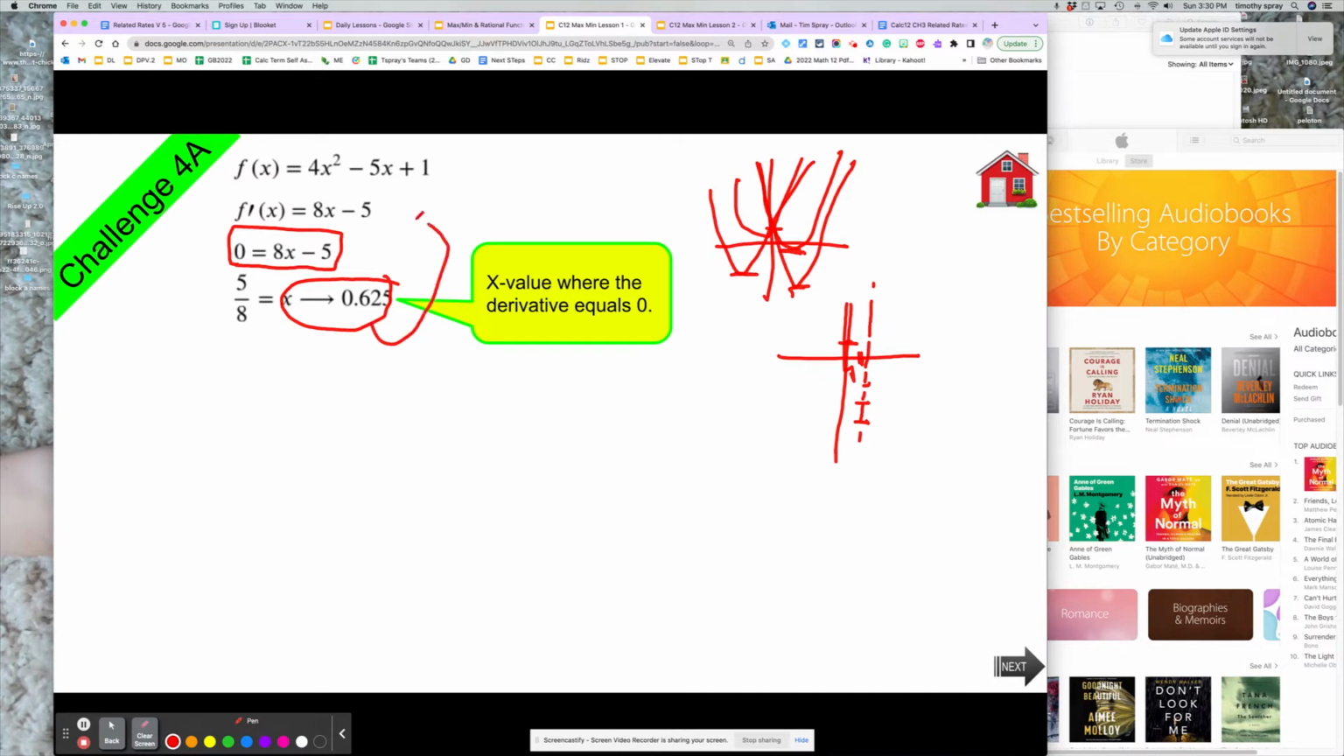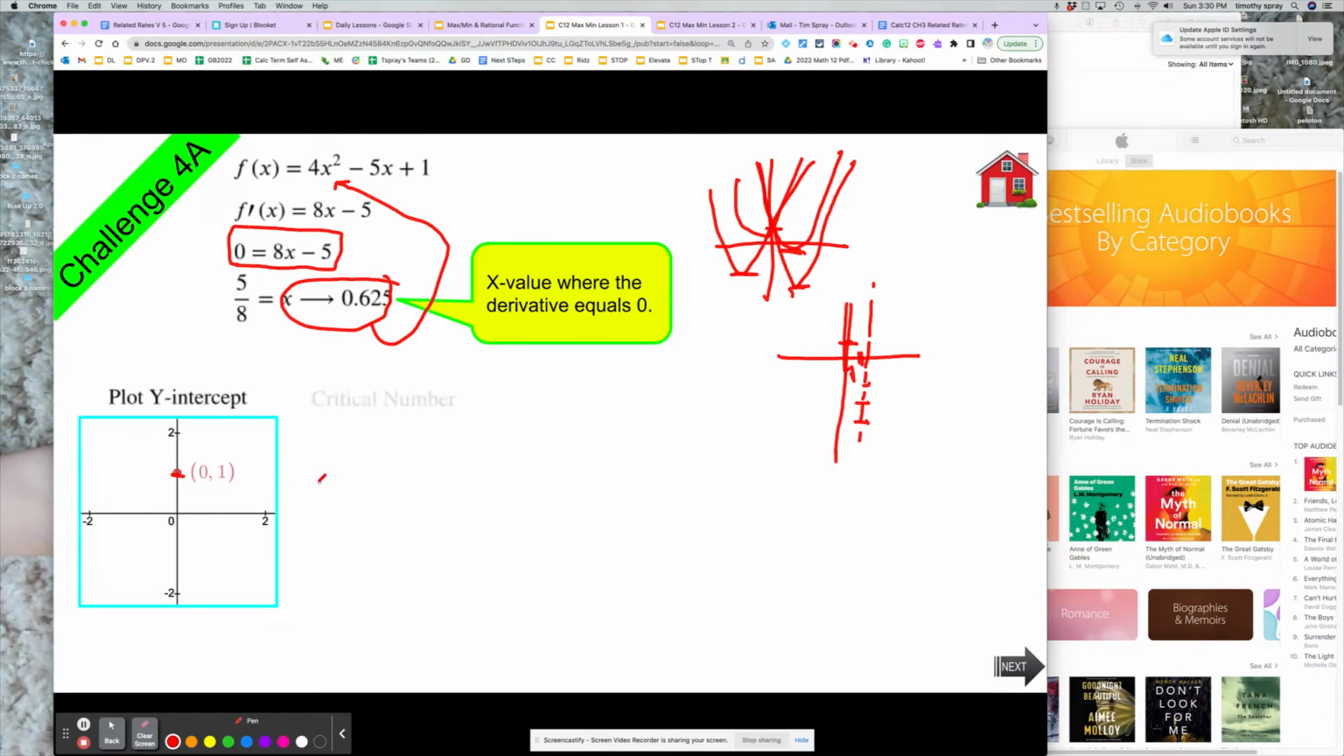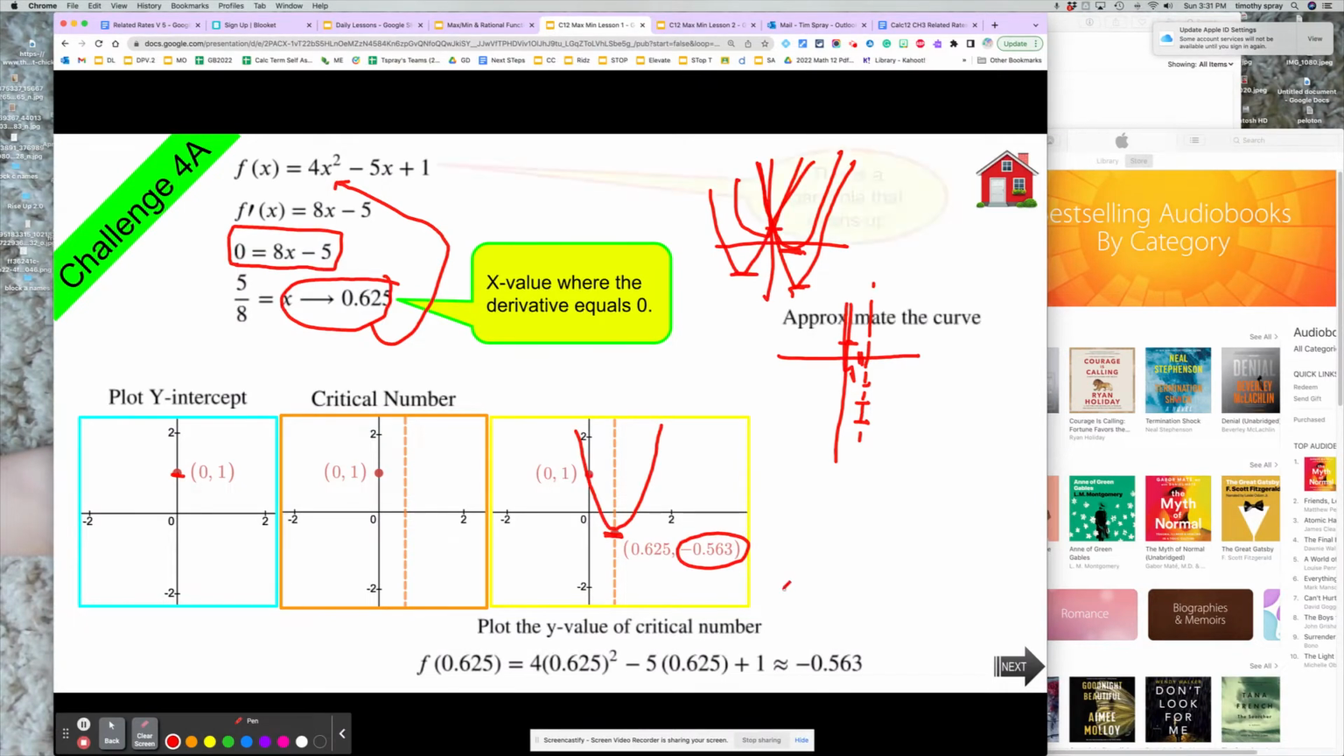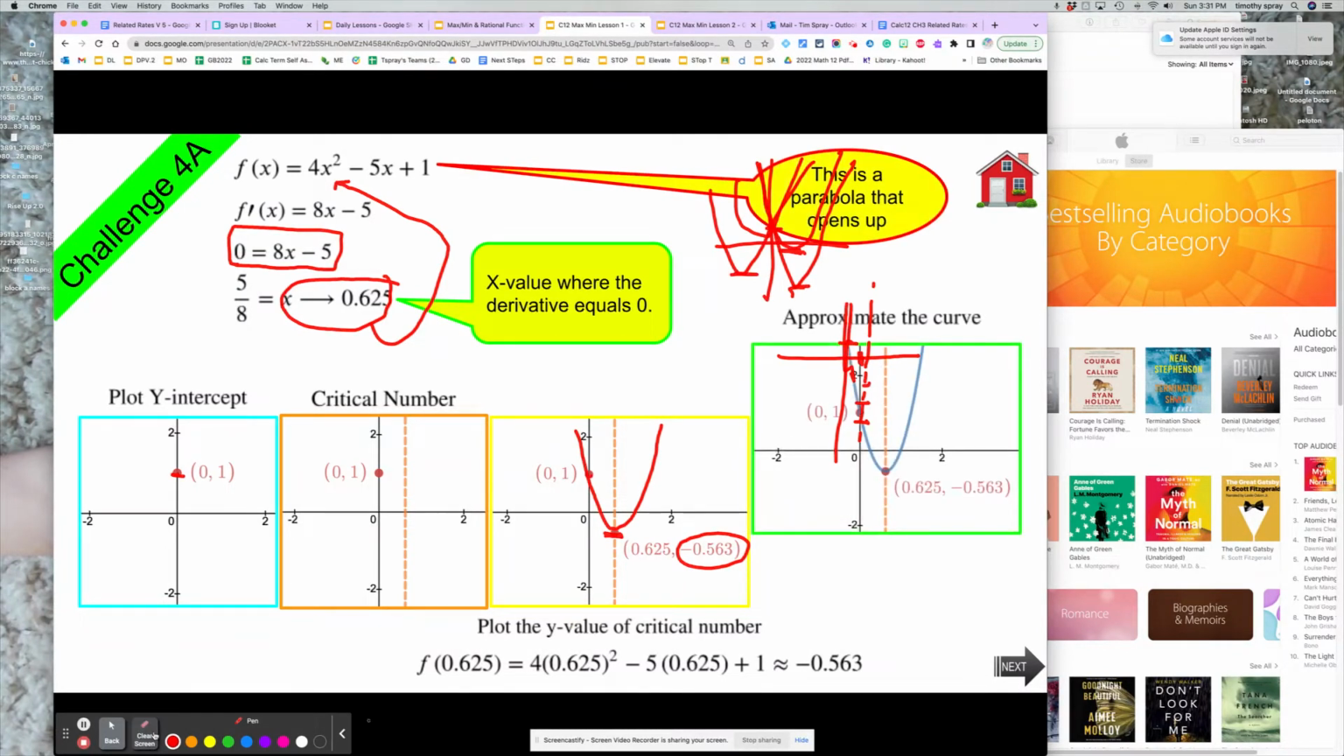So I want you to think about, what would you do to find that coordinate? I hope you're saying put this value into the original function to find the y value, which is what I'm going to do. Now we've plotted the y value. We've stated the critical number at 0.625, and we found the y value by placing 0.625 into the original equation. So we know that's the lowest point, and we know it has to go through that y-intercept. So of course the graph is going to look something like that, which is what it does. Okay, and there's our graph.